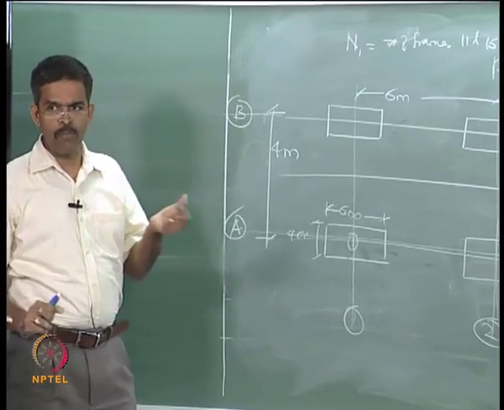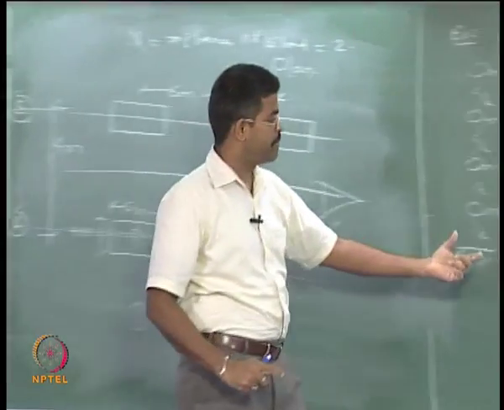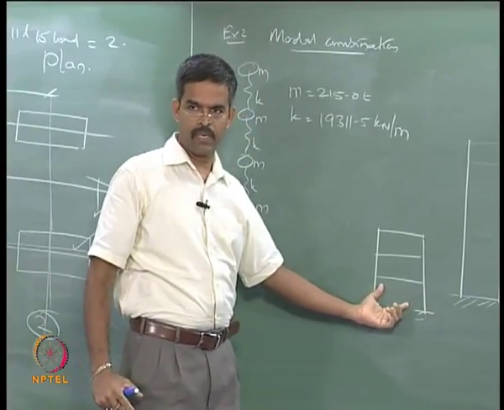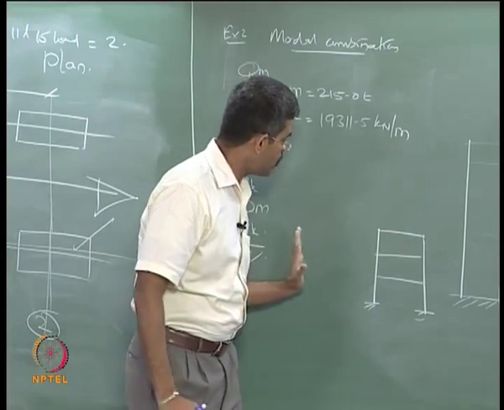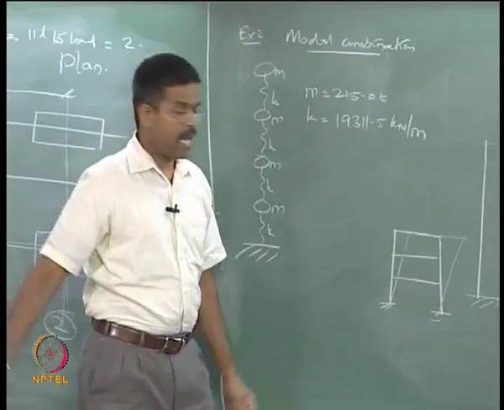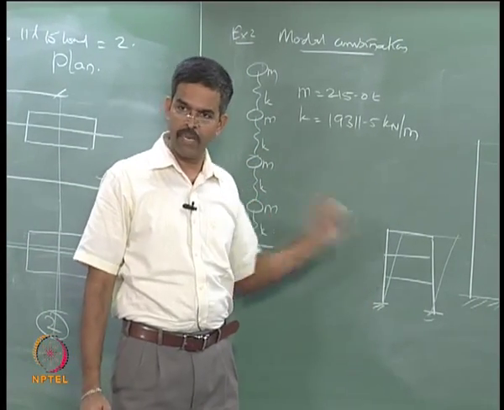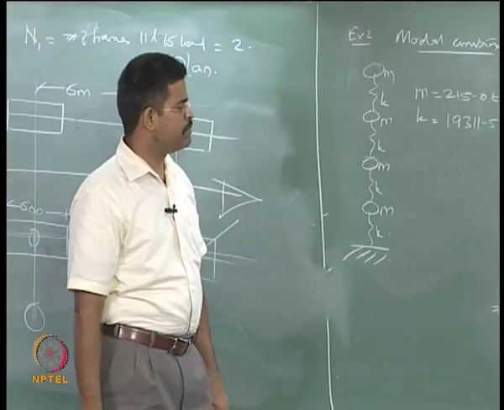I pick up any one typical frame, either an A frame or a B frame, which I am drawing here as a line diagram. When I impose a lateral load, this frame will sway and these members will all invoke bending stiffness, is it not? They all get bent.